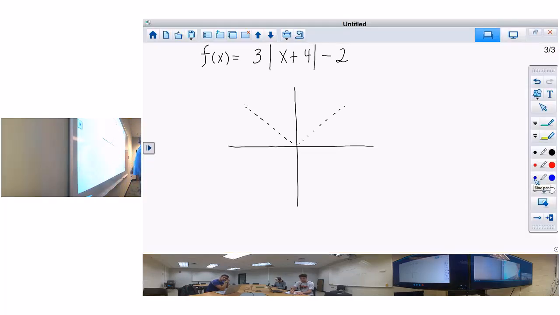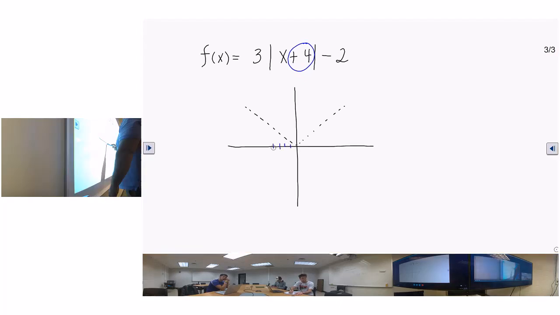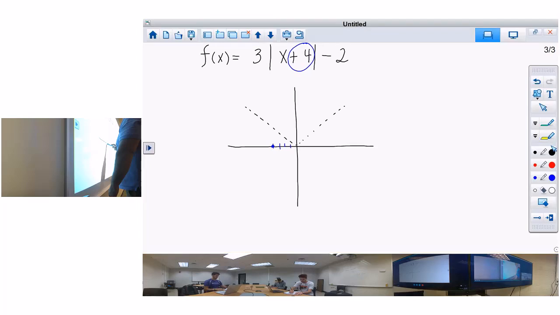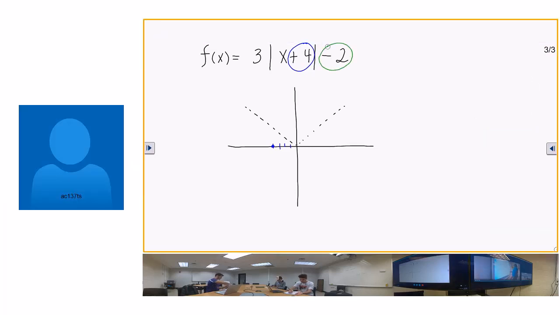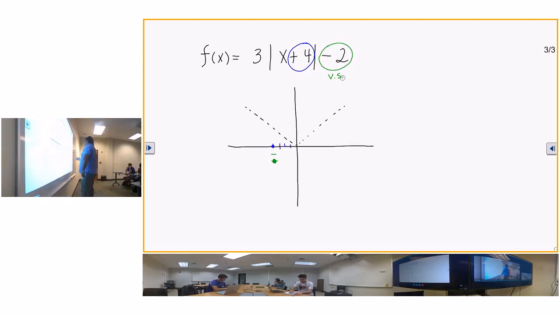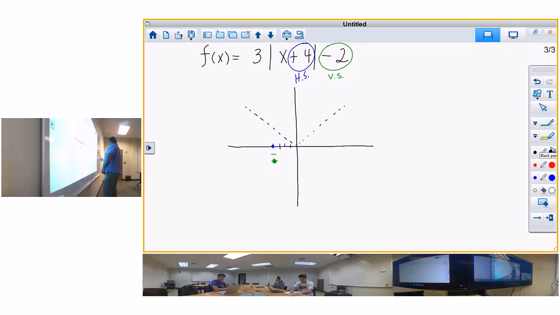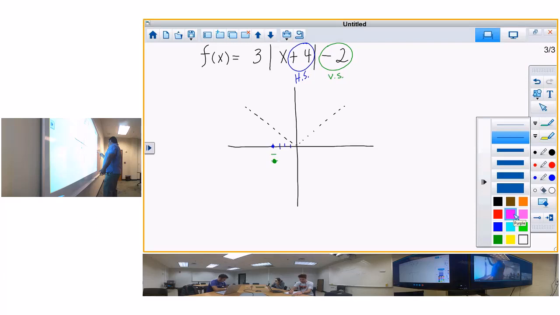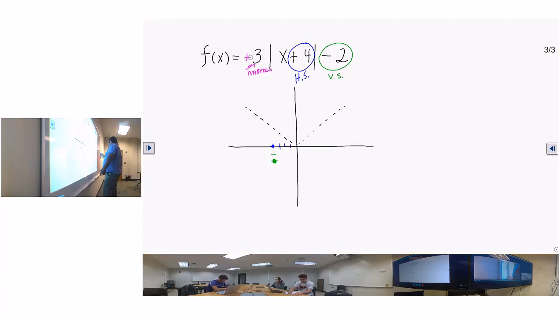So we're going to take the blue marker. We got a horizontal shift of 4 to the left. So 1, 2, 3, 4. And then in green, we're going to have a vertical shift of 2 what? Down. So now the origin of our V is right there, but we're not done. So that's our vertical shift, and our horizontal shift is right here. And now this 3, we'll do it in, I don't like to use red, magenta. This 3 tells us it's going to be narrow. And it's a positive, so that means it's opening upward.